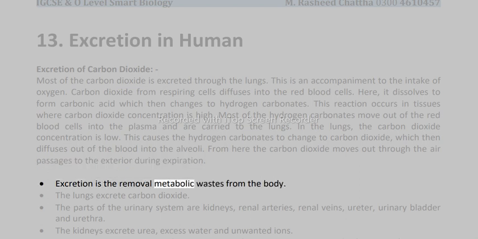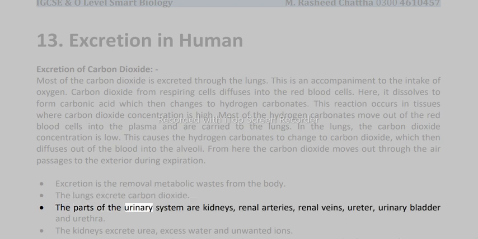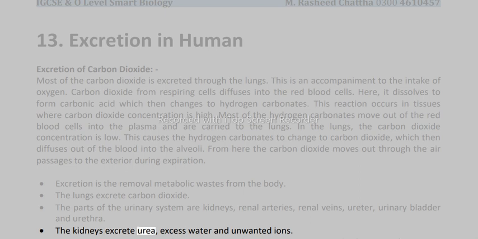Excretion is the removal of metabolic wastes from the body. The lungs excrete carbon dioxide. The parts of the urinary system are kidneys, renal arteries, renal veins, ureter, urinary bladder and urethra. The kidneys excrete urea, excess water, and unwanted ions.